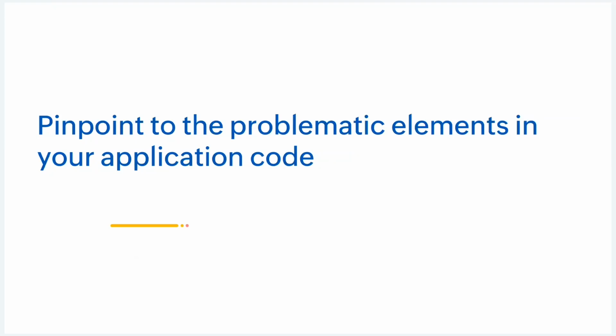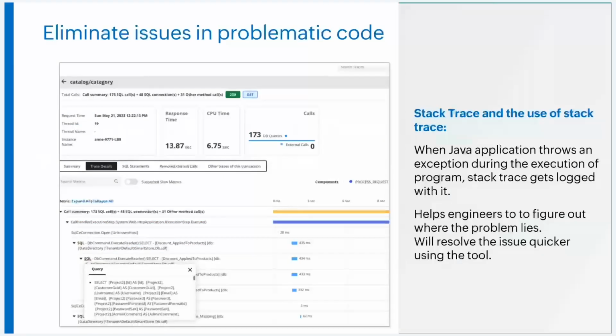Pinpoint the problematic elements in your application code. Here let us see the need to eliminate the issues in the problematic code. As you're aware, stack trace represents the movement of an application during the execution of a program. When a Java application throws an exception, the stack trace gets logged. By analyzing the stack trace provided by APM Insight, the developers can pinpoint the exact line of the code and the sequence of functions leading to the issue.